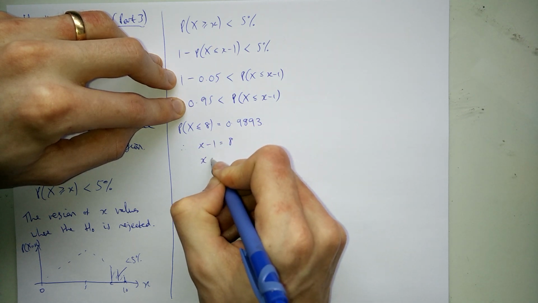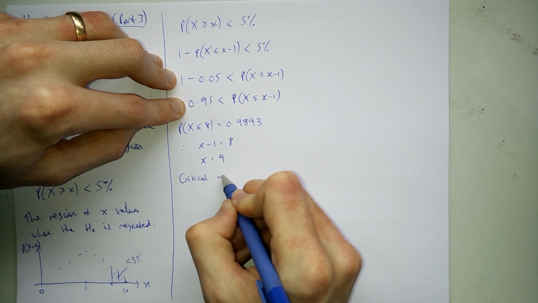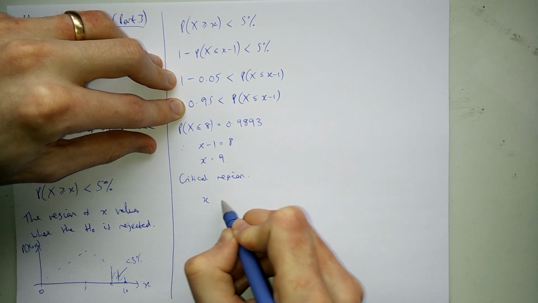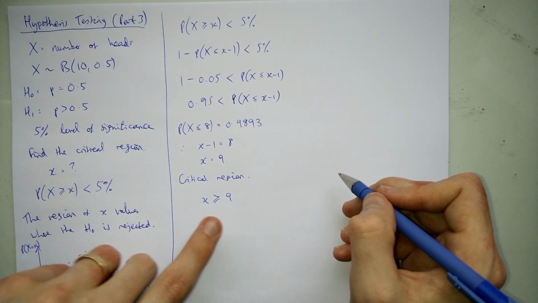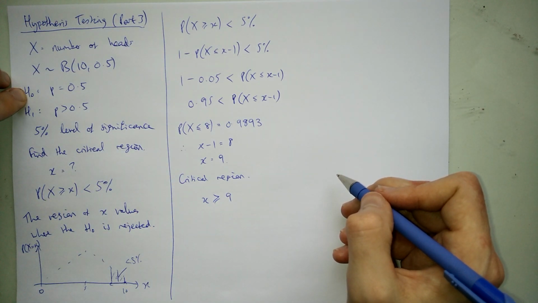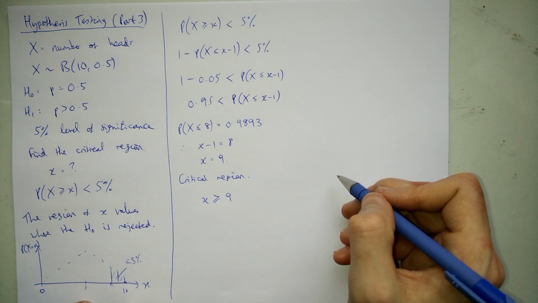Which means x is equal to 9. So the critical region is when x is bigger than 9. As in when x is 9 or 10, we would reject H0. Can't be a fair coin, probably more likely to be biased, and go with H1. So for those high values of x, we will reject H0.